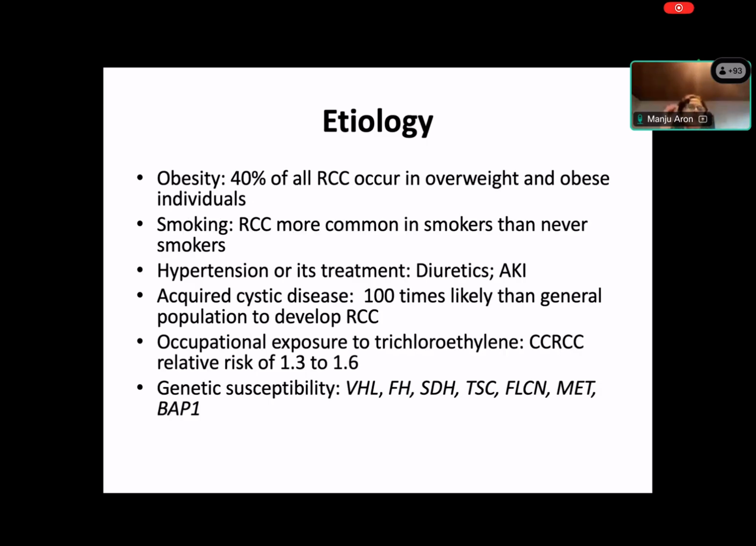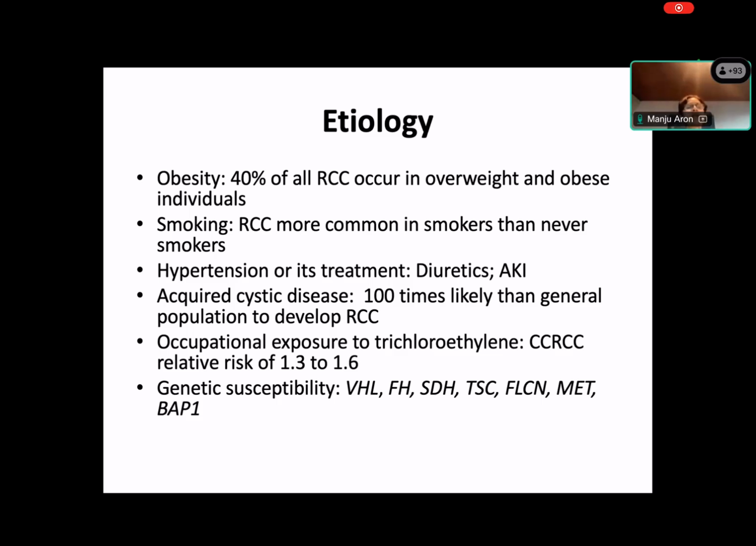With respect to etiology, just a few things. We see these tumors more commonly in obese individuals, especially if you gain weight at or after the age of 50 years; if your BMI is very high, there is a higher chance of developing these tumors. Smoking is another factor: renal cell carcinoma is more common in smokers than in those who have never smoked. They're also associated with hypertension, and the treatment of hypertension, certain diuretics which are associated with acute kidney injury, may also contribute to the development of these tumors.